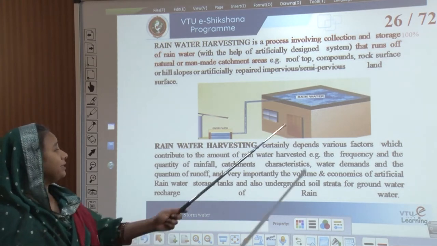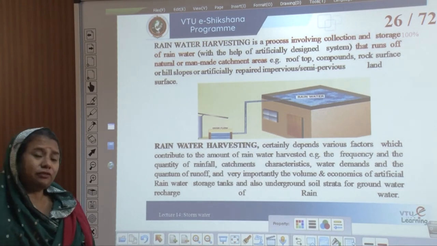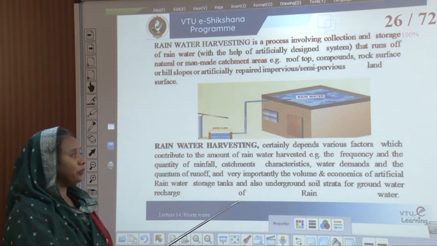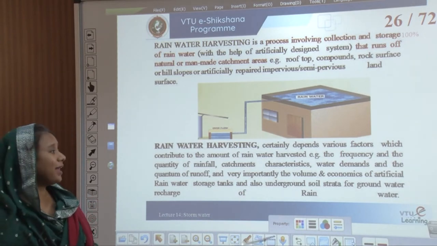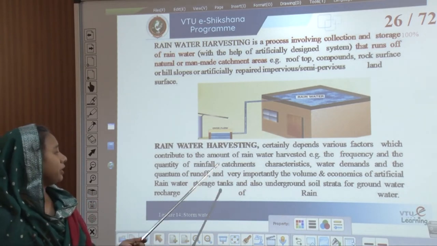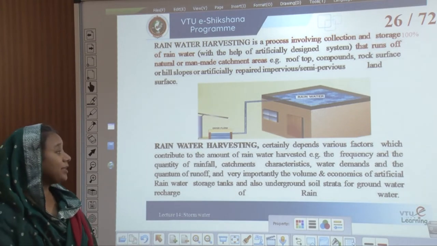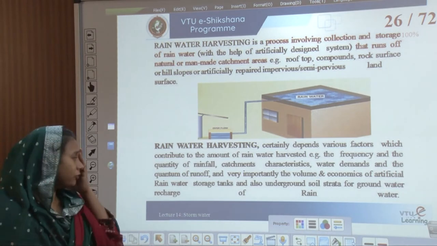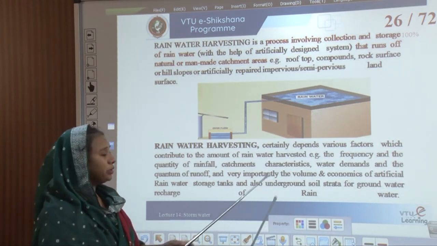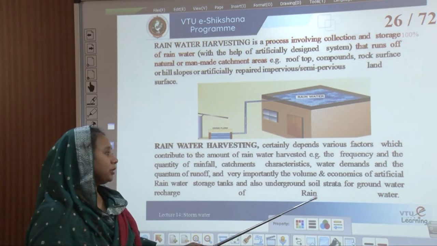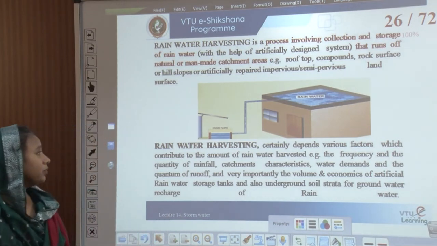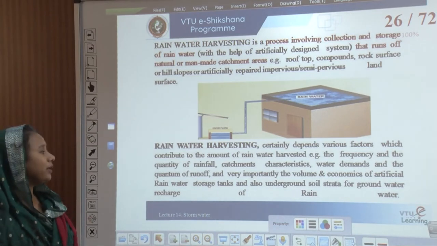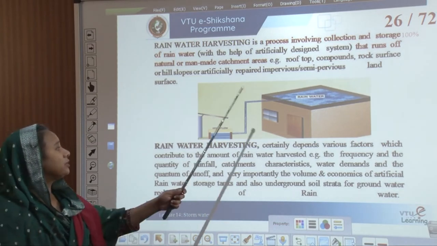Now, if you actually understand rainwater harvesting, it definitely depends upon various factors which contribute to the amount of rainwater which is harvested. For example, the frequency and the quantity of rainfall, the catchments, the characteristics of water, the demands of water and the quantum of runoff play a very important role in terms of understanding the volumes and economics of artificial water storage. These water storage tanks and also the underground soil strata are used for the groundwater recharge of the rainwater.